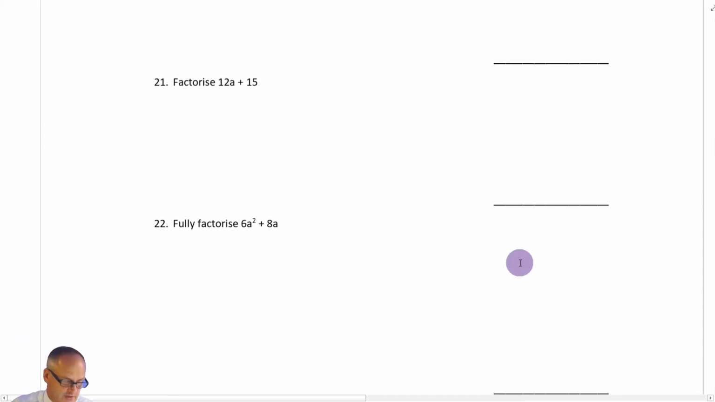Right, we're going to factorise this one. When factorising, we look for the highest thing that goes into both terms. So what goes into both terms? Well, 3 goes into 12 and 3 goes into 15. So we take out the factor 3. 3 times 4a is what gives us the 12a, so we write 4a here, plus 3 times 5 will give us the 15. So when you multiply out the brackets, we must get the same thing.